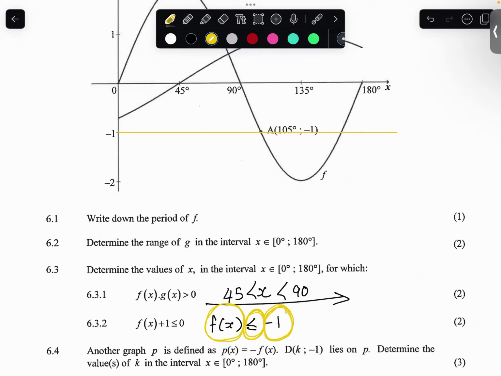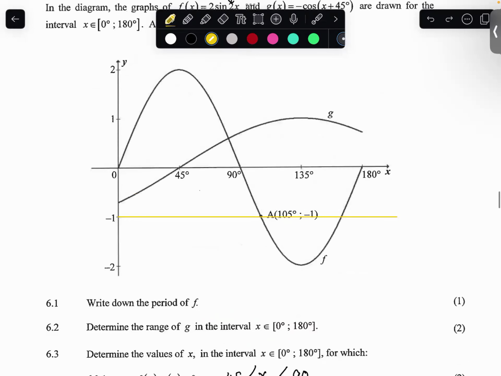Where is f of x, the graph, below minus 1? F of x is this graph, by the way. It's below minus 1 from here to there. And so I need to figure out what those x values are. I know this one is 105.